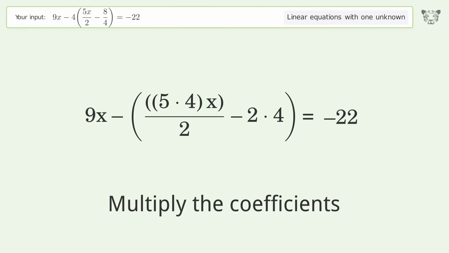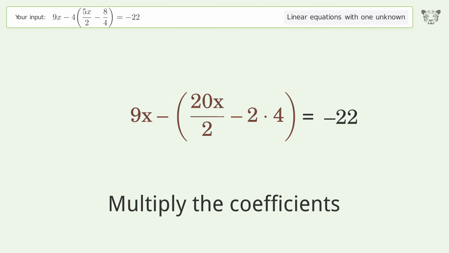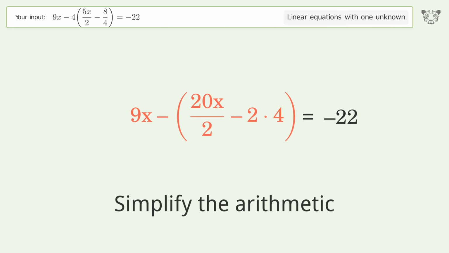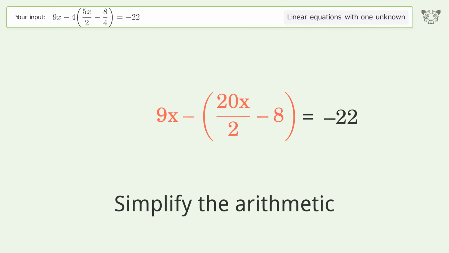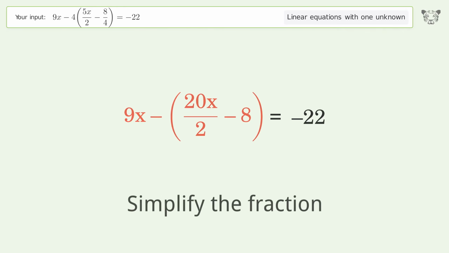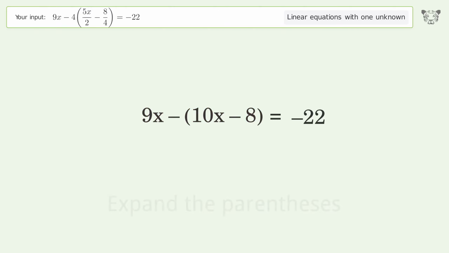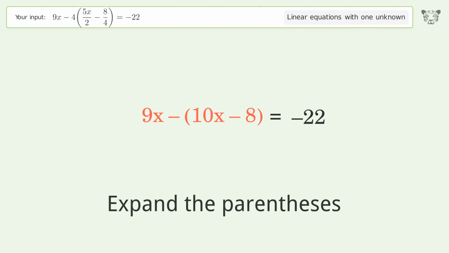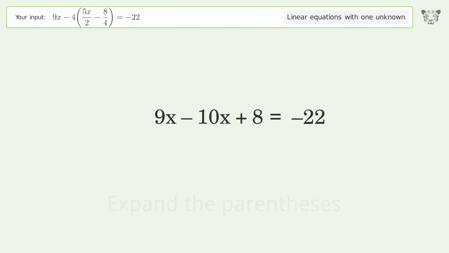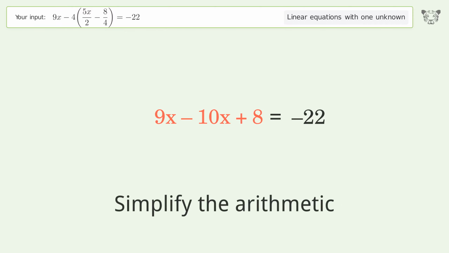Multiply the coefficients. Simplify the arithmetic. Simplify the fraction. Expand the parentheses. Simplify the arithmetic.